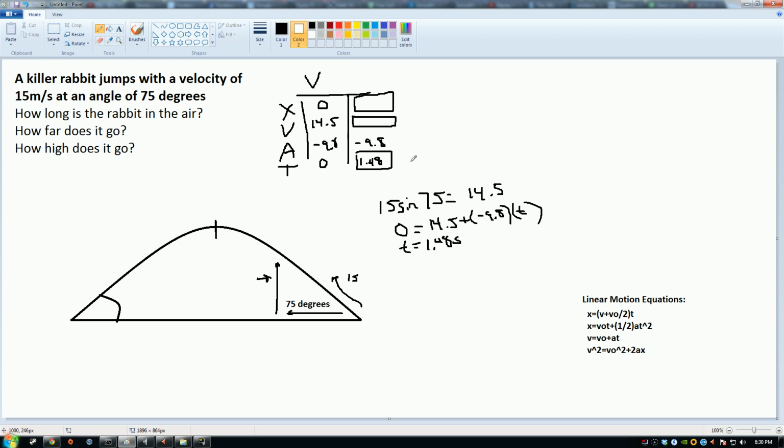And if the flow time is half of that, then we just multiply by 2, and we can find that the full time the rabbit's in the air will be 2.96 seconds. So that's already the first one done.